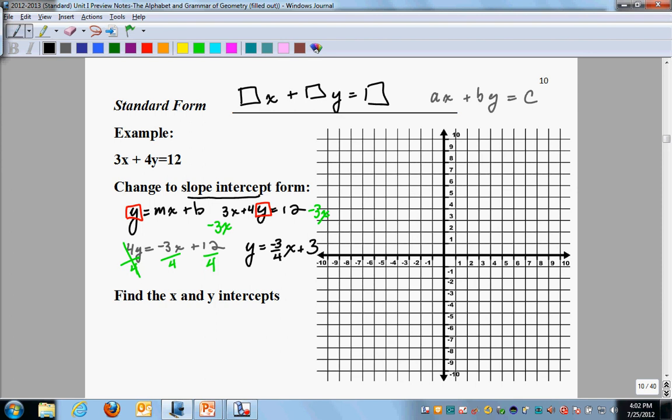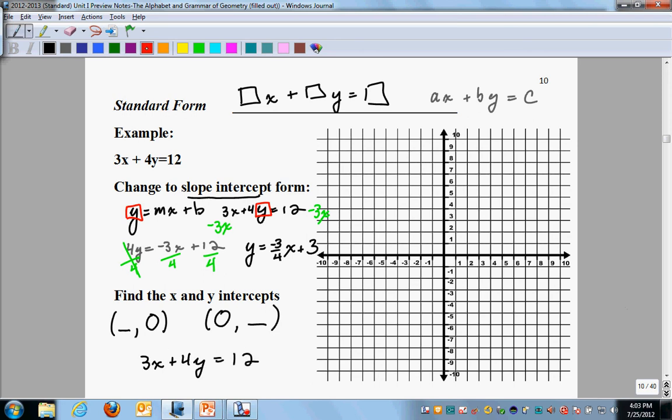Another way you can do this is using what is called the intercepts. Intercepts, the x-intercept and the y-intercept. The x-intercept is when y is 0, what is x going to be? And the y-intercept is when x is 0, what would y be? So we put our equation here. It's 3x plus 4y equals 12.